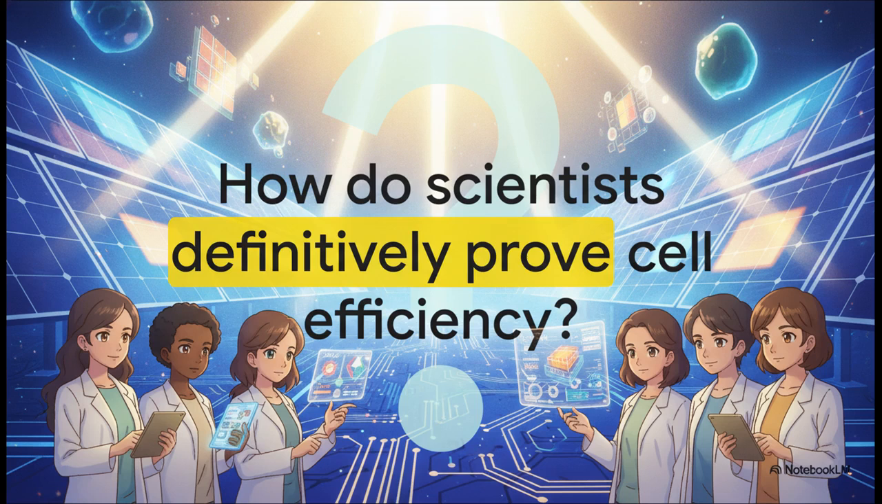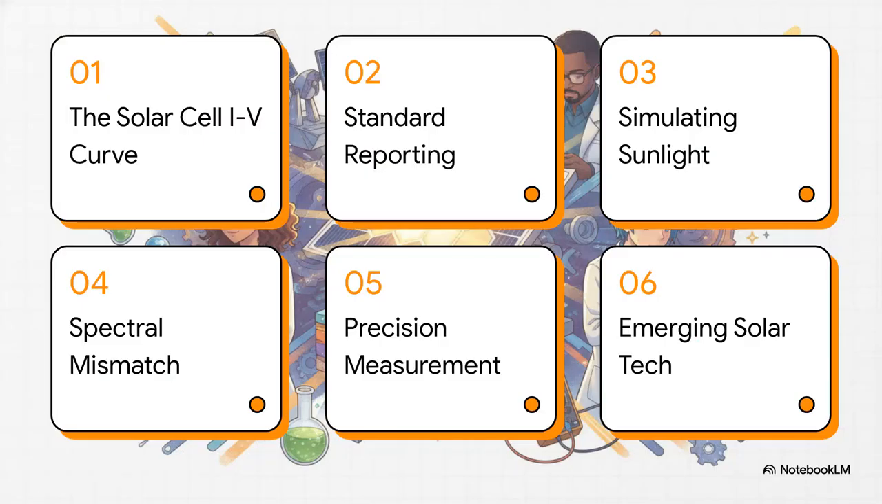Easy. But when billions of dollars in renewable energy investments depend on a tiny fraction of a percent difference in performance, how do primary photovoltaic metrology labs take that basic physical principle and definitively prove a cell's efficiency without a shadow of a doubt?